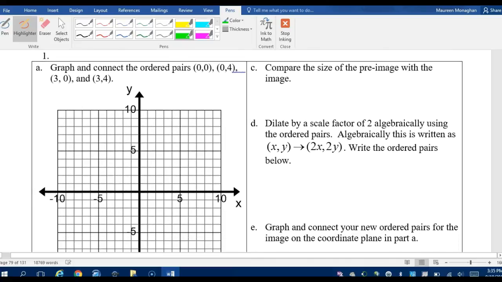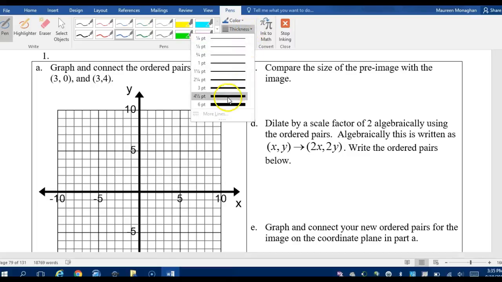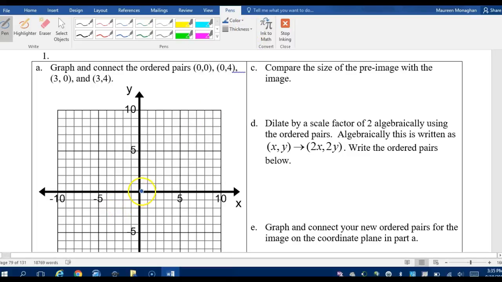Graph and connect the ordered pairs (0, 0), (0, 4), (3, 0), and (3, 4). So here, I'm going to make this thicker. It makes it much easier to see. Here we have (0, 0). Then we have (0, 4), (3, 0), 1, 2, 3, and (3, 4). Now I'm going to connect these points, and I'm going to end up with a rectangle. So far so good.